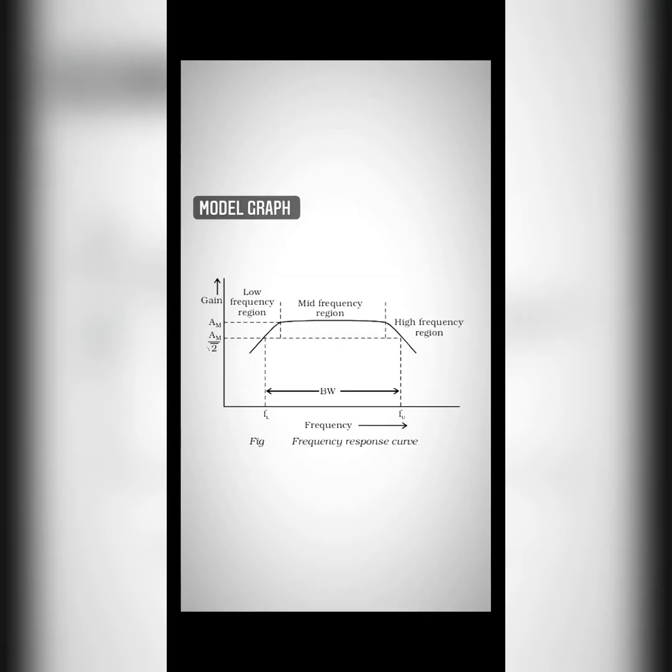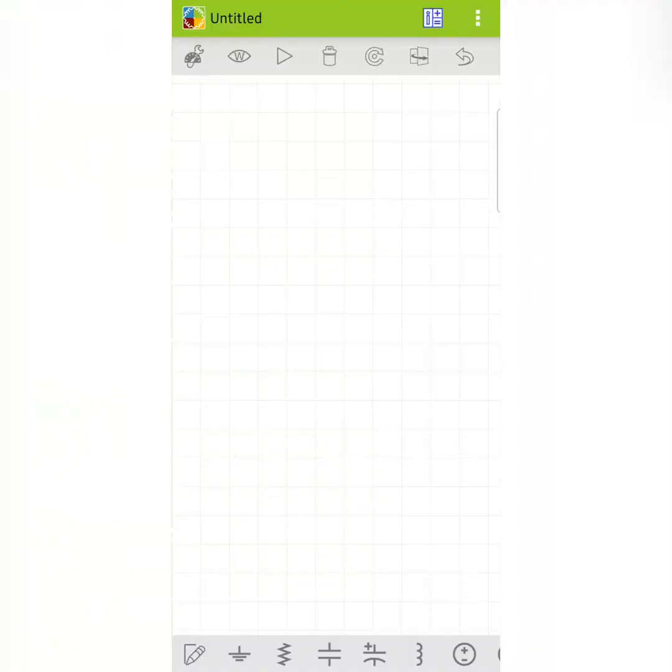This is the model graph for the frequency response of the common emitter amplifier curve. This graphical representation is drawn in semi-log graph because one scale is in log and the other scale will be in linear. Here the frequency x-axis will be in log and the gain in y-axis will be in linear. Now let's see how to design and get output for a common emitter amplifier in this Electric Circuit Studio app.